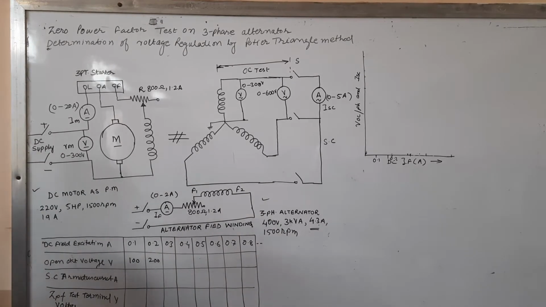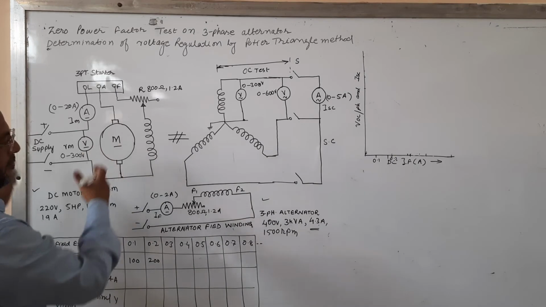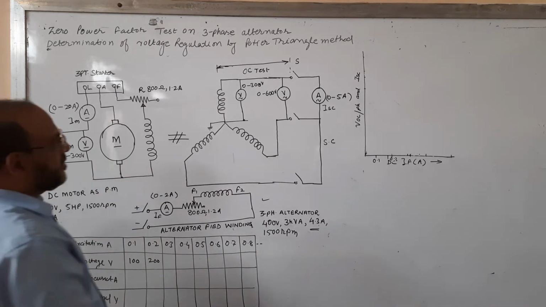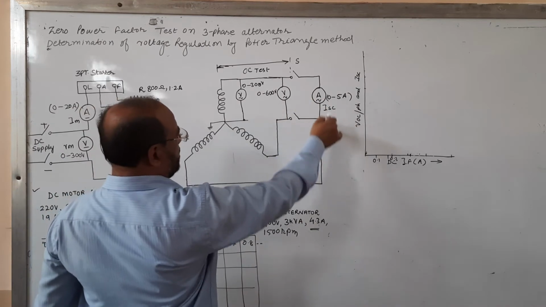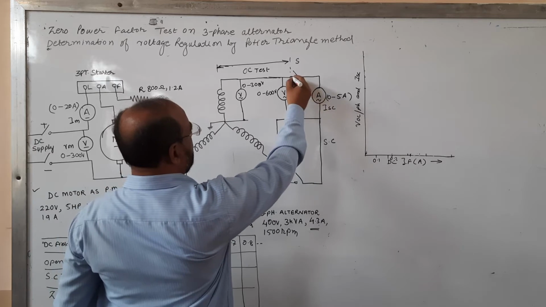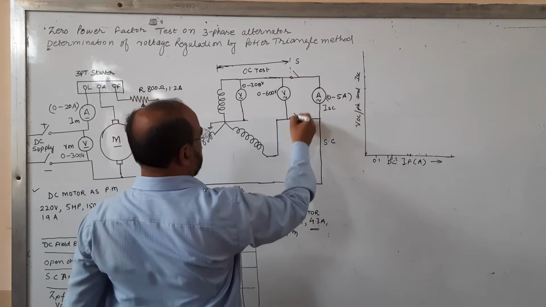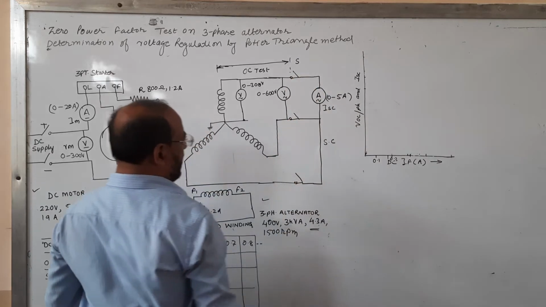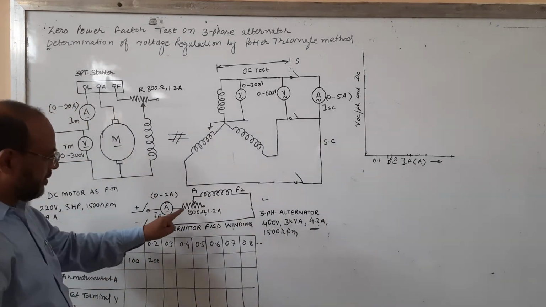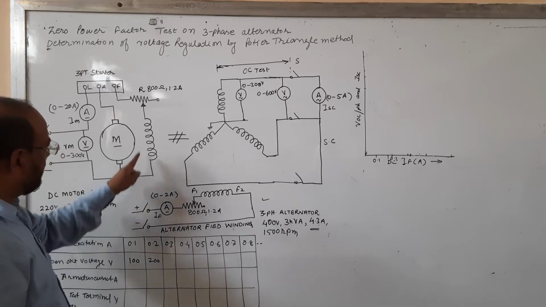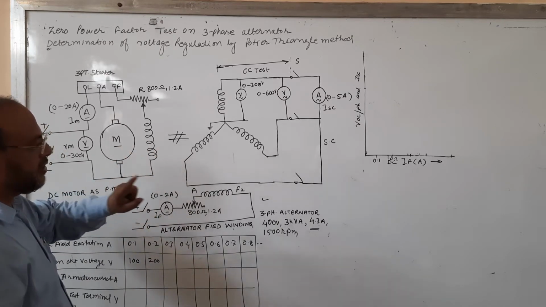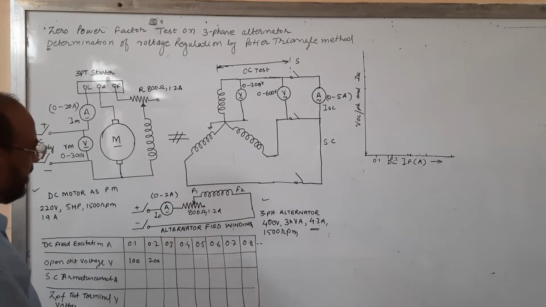Once the open circuit test is over, shut down the motor generator set, alternator set, change the connection and put one short circuit link between two phases, and one phase is connected with the ammeter. So this switch is closed. Again start the DC motor, take the speed of the DC shunt motor equal to the synchronous speed. Already we have maintained that speed.